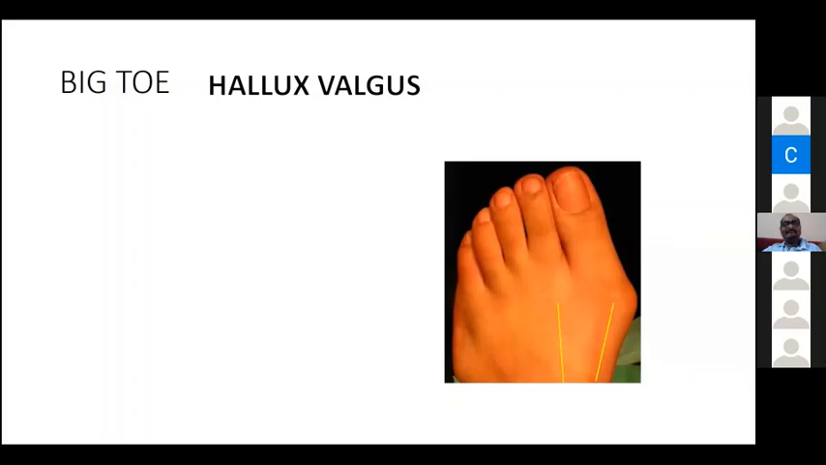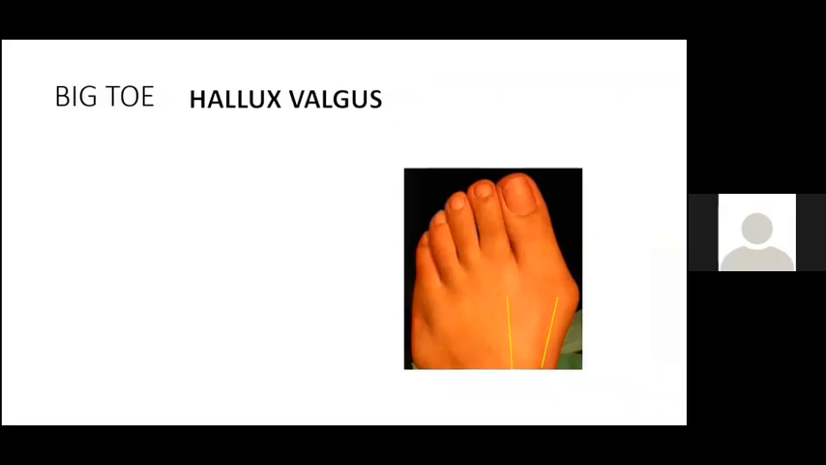For classification, it is classified into mild, moderate, and severe, as per the hallux valgus angle. Less than 25 is mild, 25 to 40 is moderate, and more than 40 is severe. Yes. So if it is mild, initially we go for conservative treatment with a wide toe box.